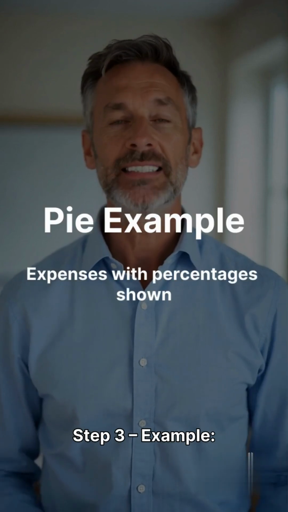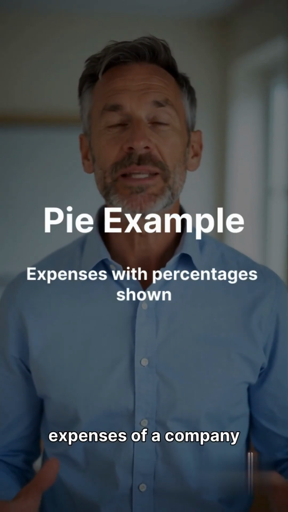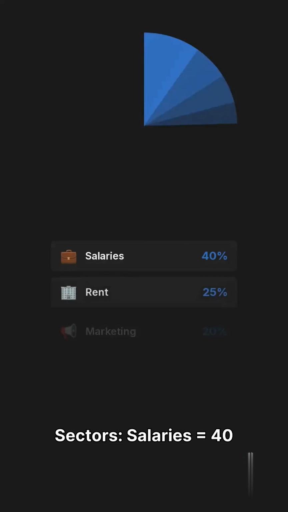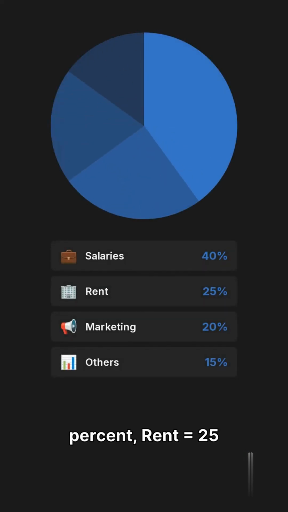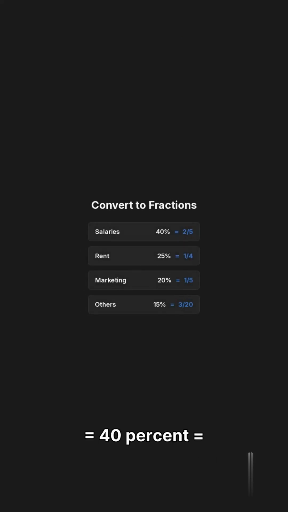Step 3. Example. Pie with percentages. Suppose a pie shows expenses of a company. Sectors. Salaries equals 40%. Rent equals 25%. Marketing equals 20%. Others equals 15%. Convert to fractions. Salaries equals 40% equals 2/5. Rent equals 25% equals 1/4. Marketing equals 20% equals 1/5. Others equals 15% equals 3/20.